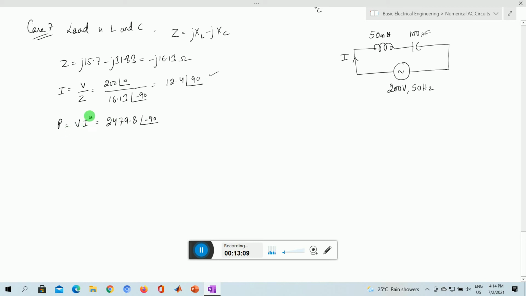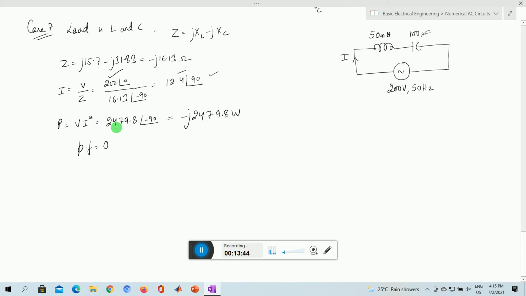So power is VI star, so that was the voltage multiplied with the current that will give you this value, and star means complex conjugate. So we get this term as minus j 2479.8 watt. This much is the power value. So we get the power value as negative imaginary value. So the real part is 0. So obviously the power factor is 0.